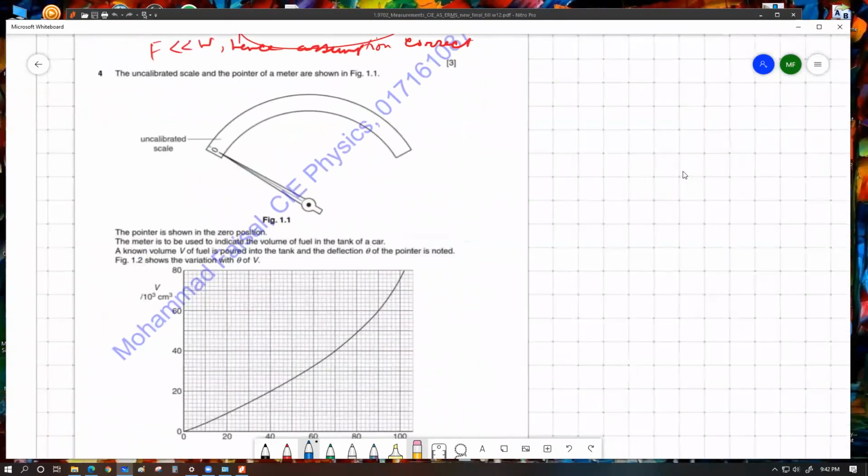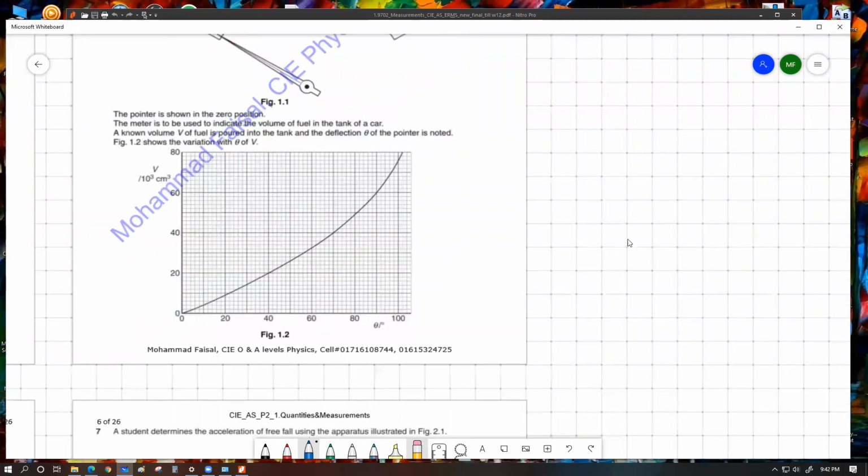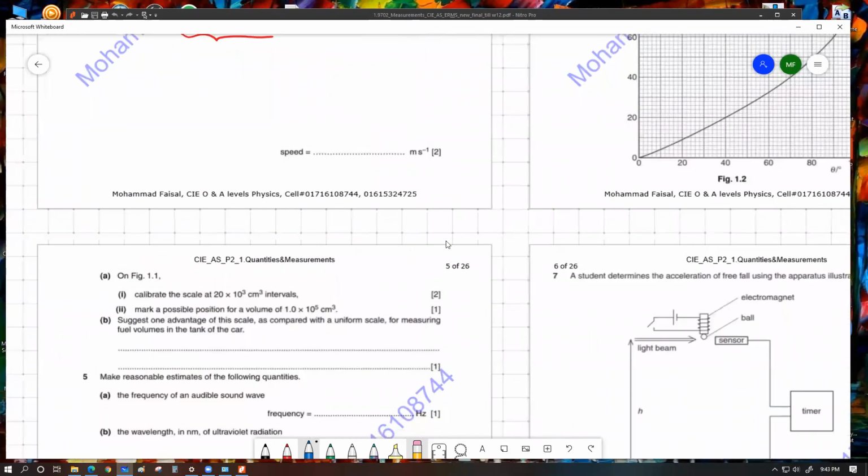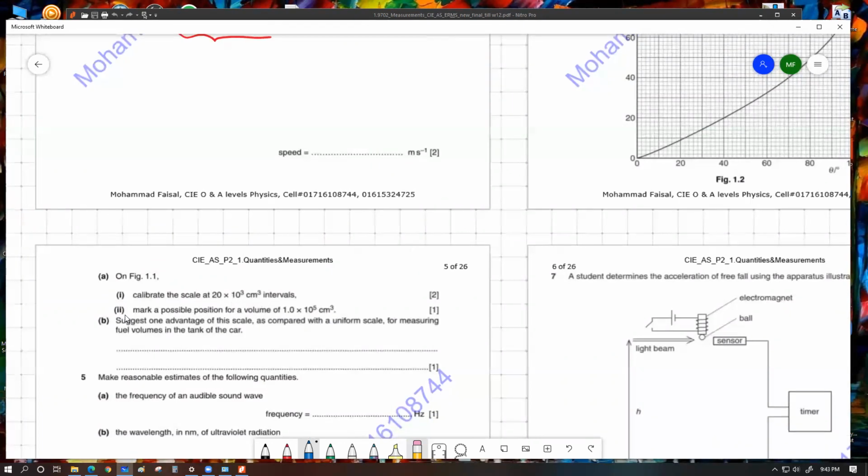Question number 4 says the uncalibrated scale of the pointer to a meter is shown in figure 1.1. We have the uncalibrated scale. The pointer is shown in the 0 position. The meter is to be used to indicate the volume of fuel in a tank of a car. A known volume V of fuel is poured into the tank and the deflection theta of the pointer is noted. Figure 1.2 shows the variation of V with theta. So we have the volumes over here and the angle of variation is shown over here. The question says: on figure 1.1, calibrate the scale at 20 × 10^3 cm³ intervals. Mark a possible position for a volume of 1.0 × 10^5 cm³.